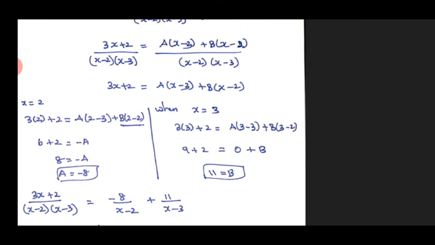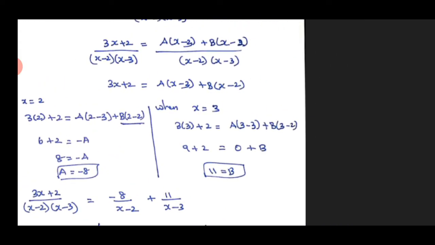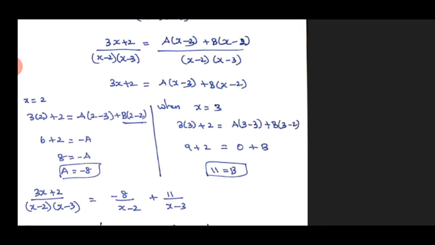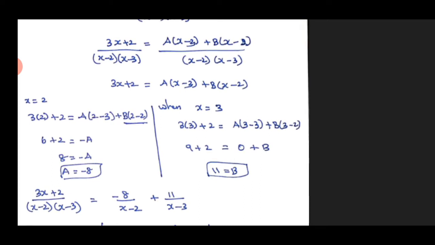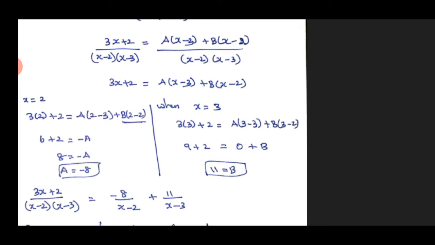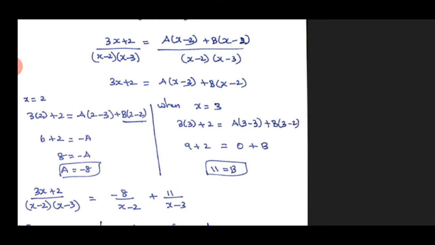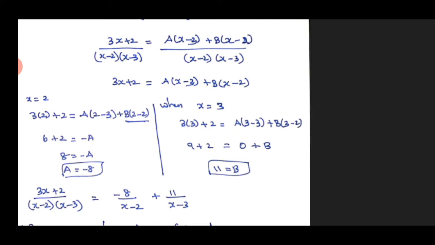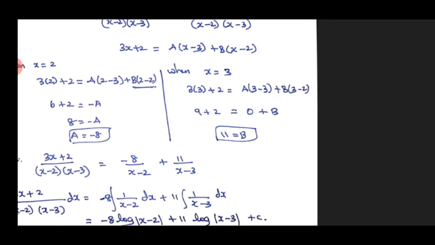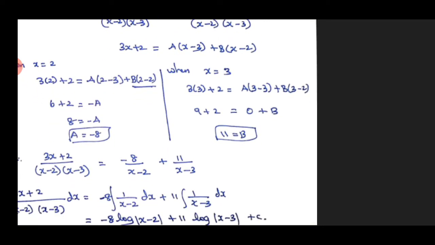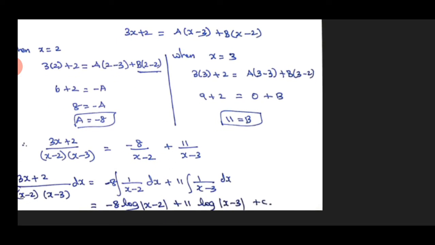Now to find the b value, we have to eliminate a, so apply x = 3. When you apply x = 3, you get 3 × 3 + 2 = a(3 − 3) + b(3 − 2). So 3 − 3 becomes 0, so the a part becomes 0. 3 − 2 becomes 1, so 1 times b is b, and b plus 0 is b. The left side, when you solve, you get 11. So the a value is −8 and the b value is 11.